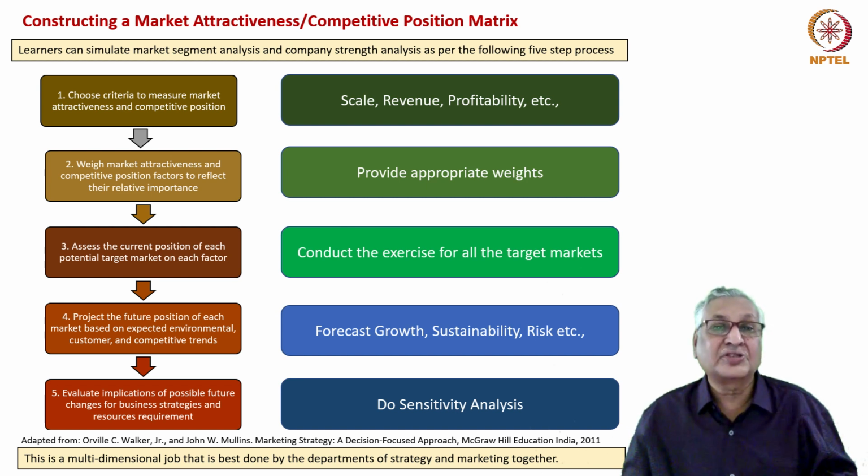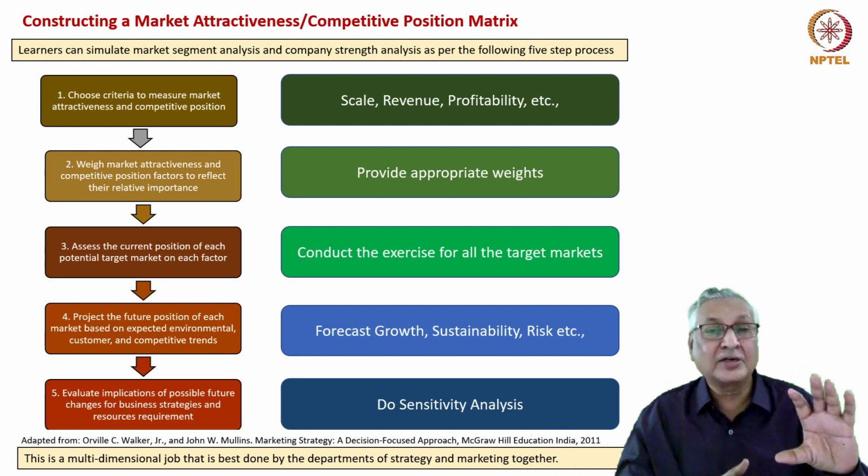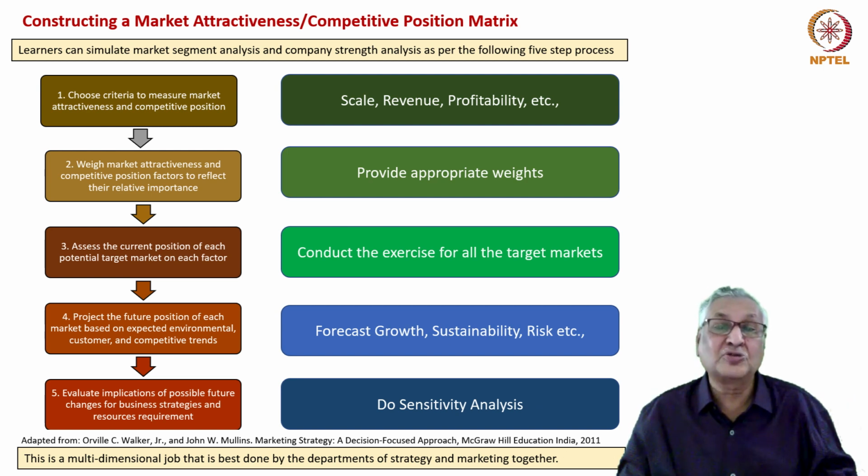Once you do that, you have to construct a market attractiveness competitive position matrix. So we can simulate this process again. Choose the criteria to measure market attractiveness and competitive position. In any market, whether you are a startup or a grown up, you have a market attractiveness to see and your own competitiveness to offer in that position. So market attractiveness is in terms of scale, revenue, profitability, etc. And your manufacturing capacity, your cost competitiveness, your sales and marketing infrastructure are all your competitive positional factors.